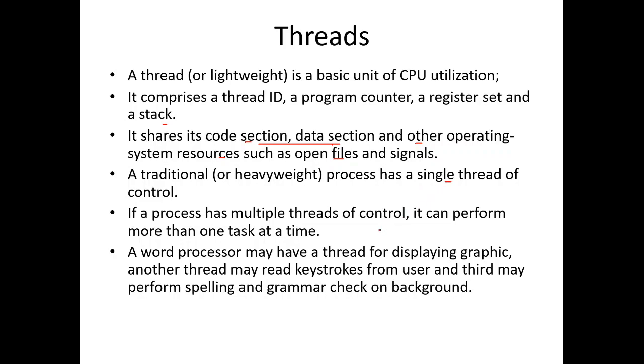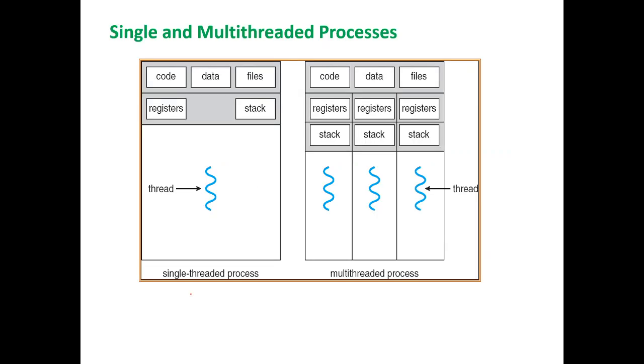If a process has multiple threads of control, it can perform more than one task at a time. One example is a word processor, which may have a thread for displaying graphics, another thread that reads keystrokes from the user, and another thread that performs the spell and grammar check in the background. Here we have the diagrammatic representation of a single-threaded process and a multi-threaded process.